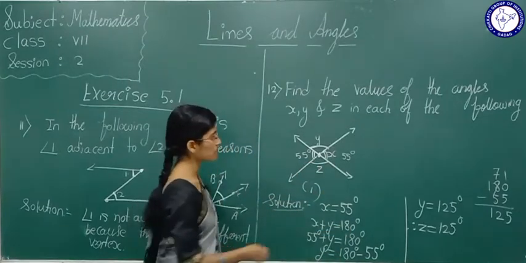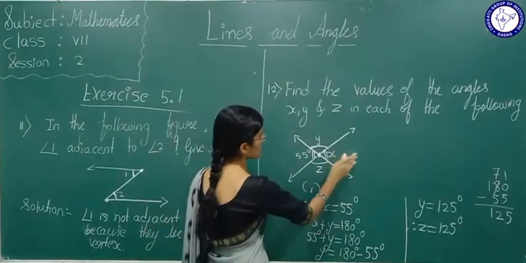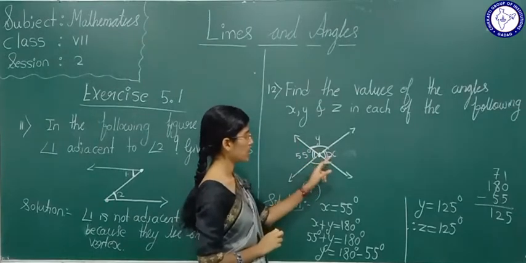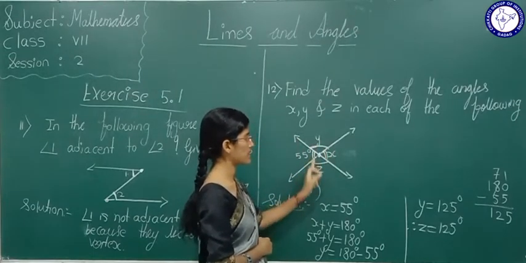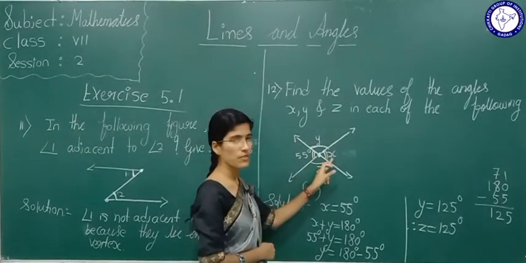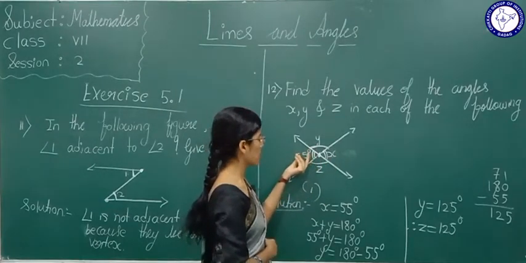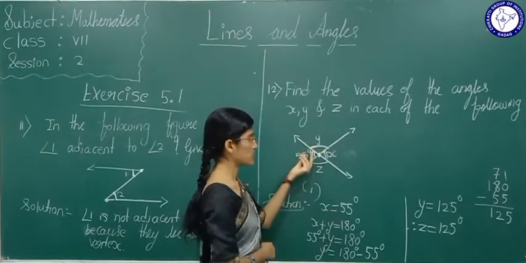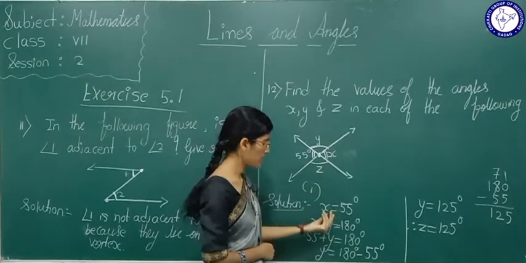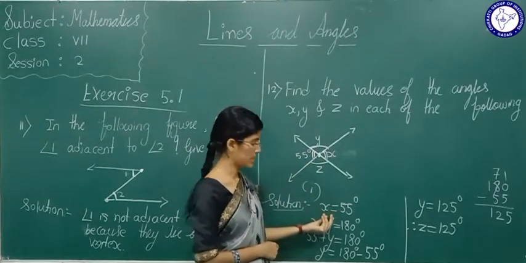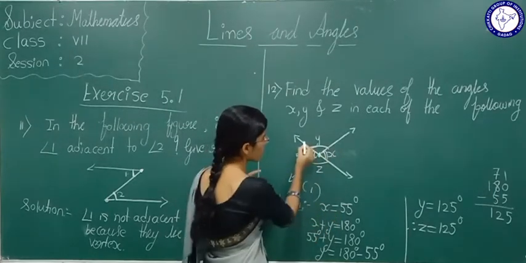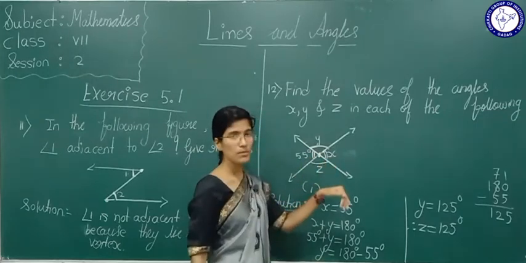See here, this is the question they have given. Here we have to find out the values of x, y, z. Here x is equal to 55 degrees because why? These are vertically opposite angles. Vertically opposite angles are equal. x is equal to 55 degrees. Now see here, this full angle is going to form a linear pair.